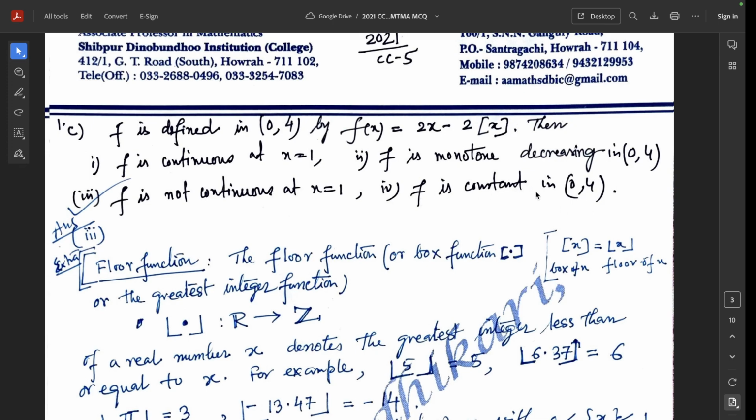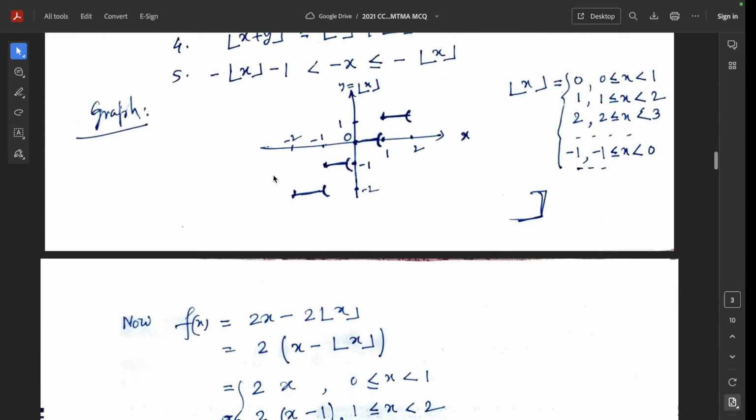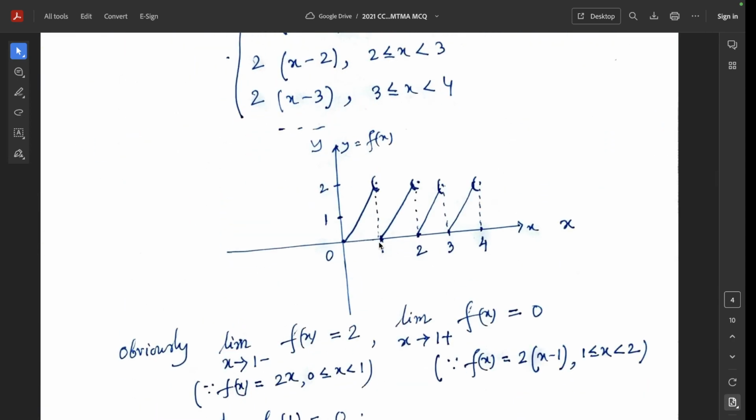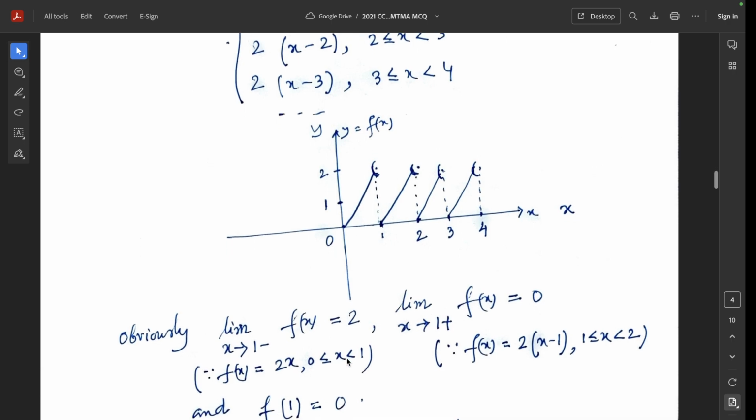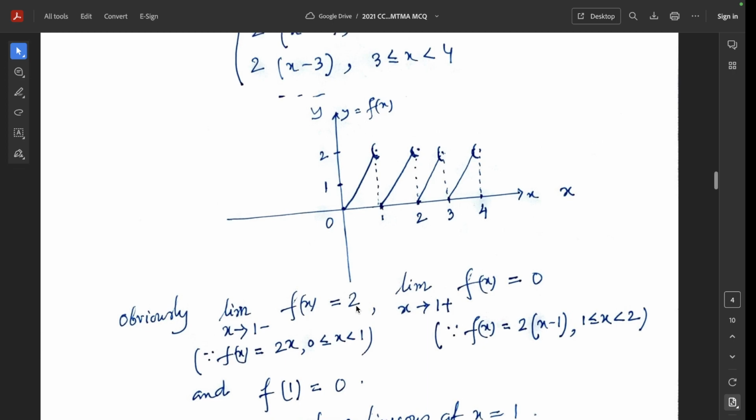Obviously, f is not constant, and f is not continuous at x equal to 1, because from this graph, the right hand limit at the point 1 is 0, and the left hand limit at the point 1 is 2. Here the left limit of f(x) equals 2.